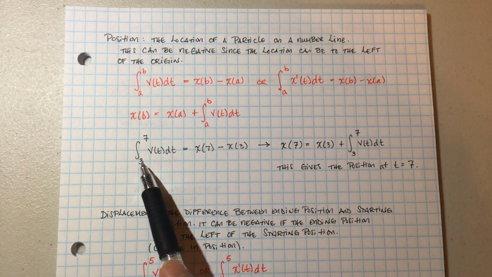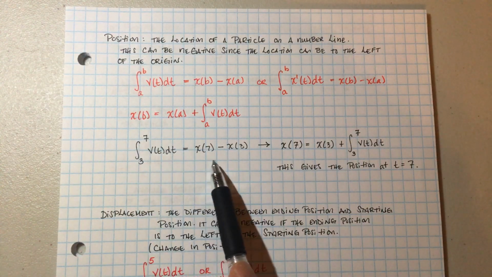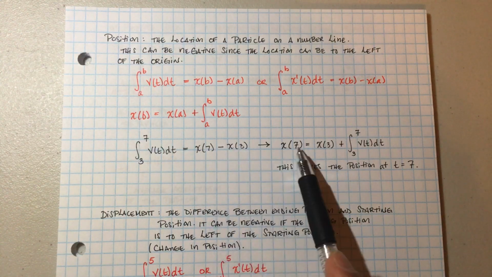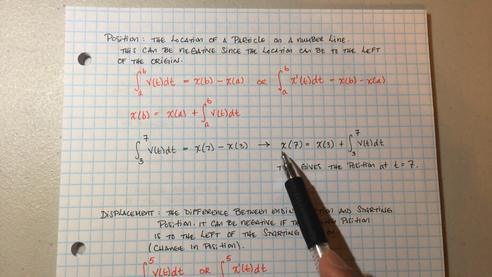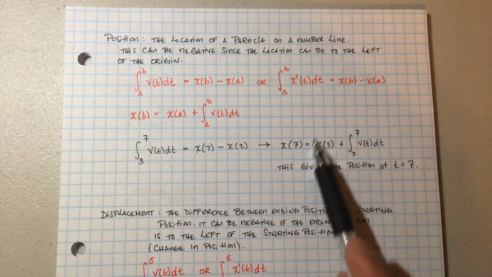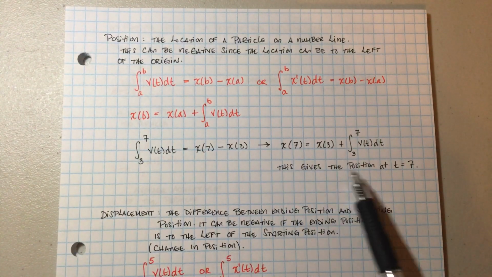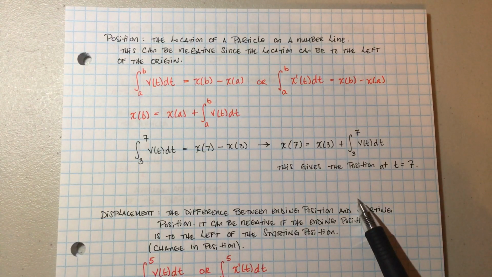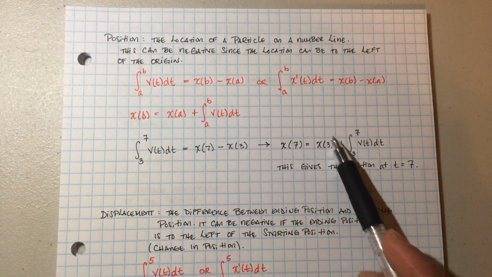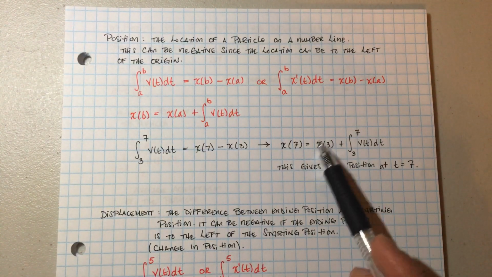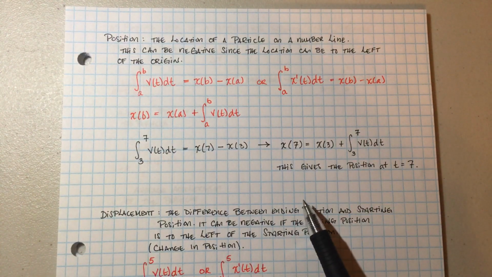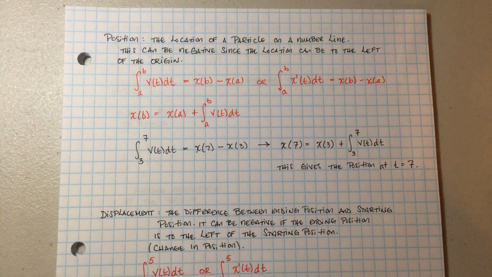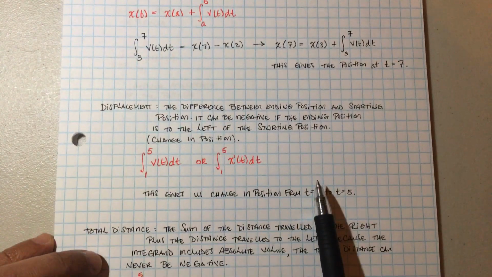So if I do the integral from 3 to 7 of v(t) dt, I do the fundamental theorem, and then I rearrange it, bringing this guy to the left. Now I have x of 7 is equal to this. This is going to give me the position at t equals 7. It makes sense because we got to know where it's starting and then how much it traveled in order to give you an idea of its position. All right, so hopefully that makes sense.